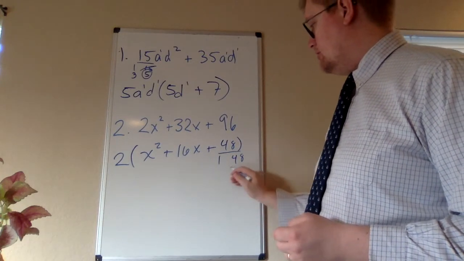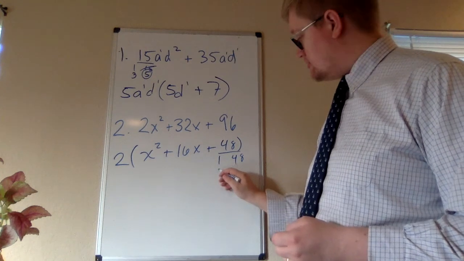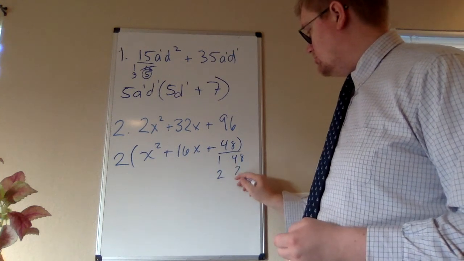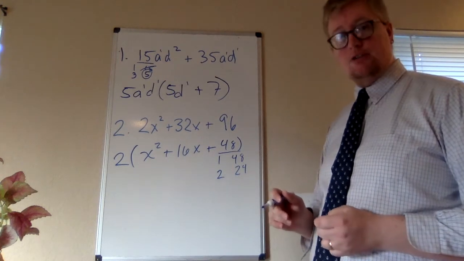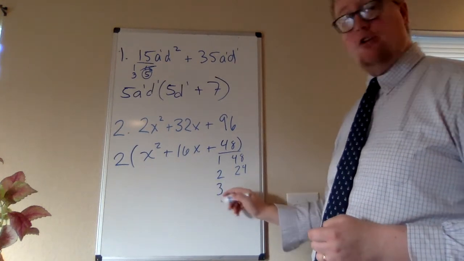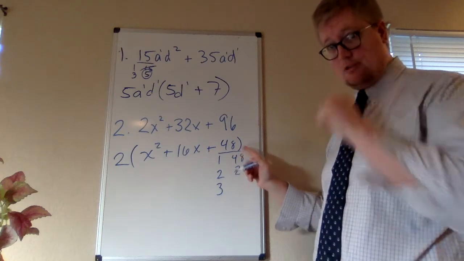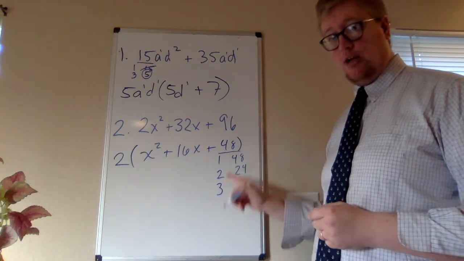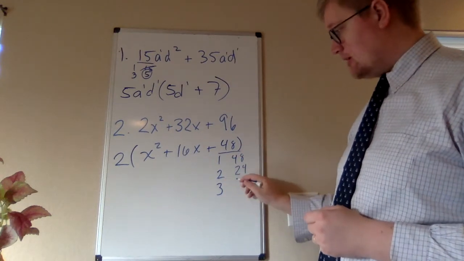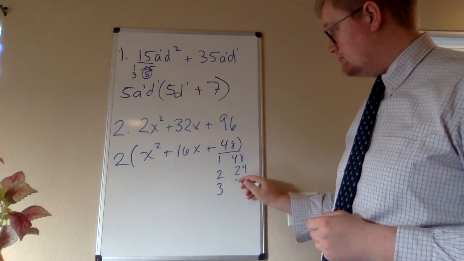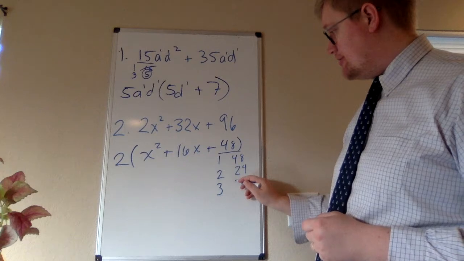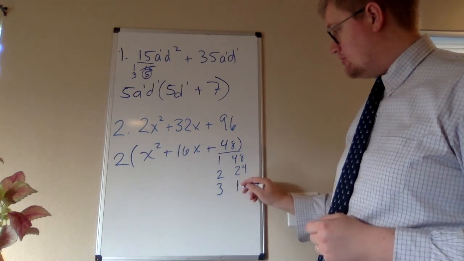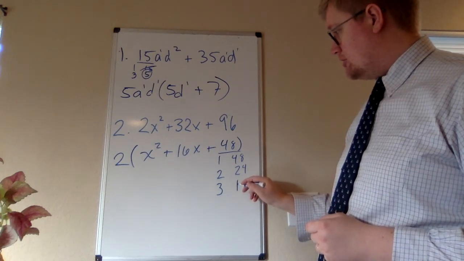So let's list the factors of 48. 1 and 48. Does 2 work? Yes. 2 and 24. 3. 3 is going to work. And if you're not sure, take this number and divide it by 3. 48 divided by 3 is 16. Then 1, 16.